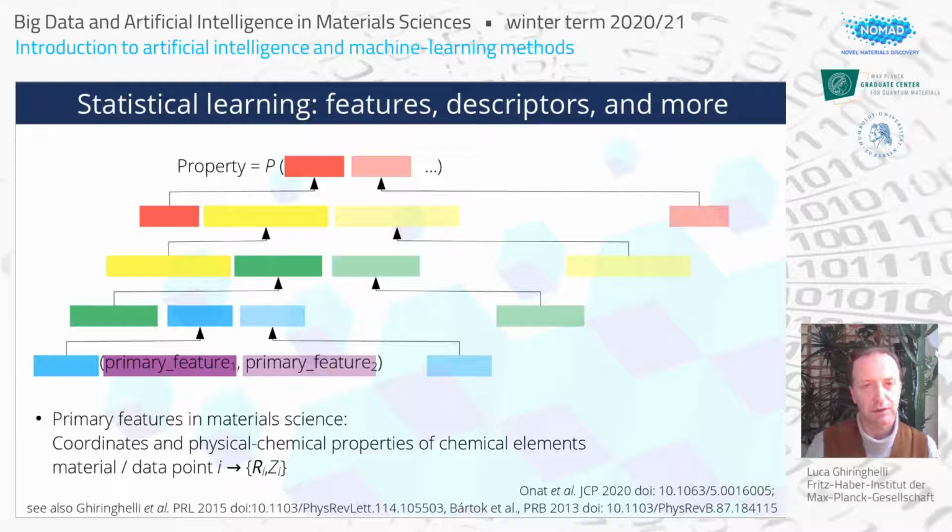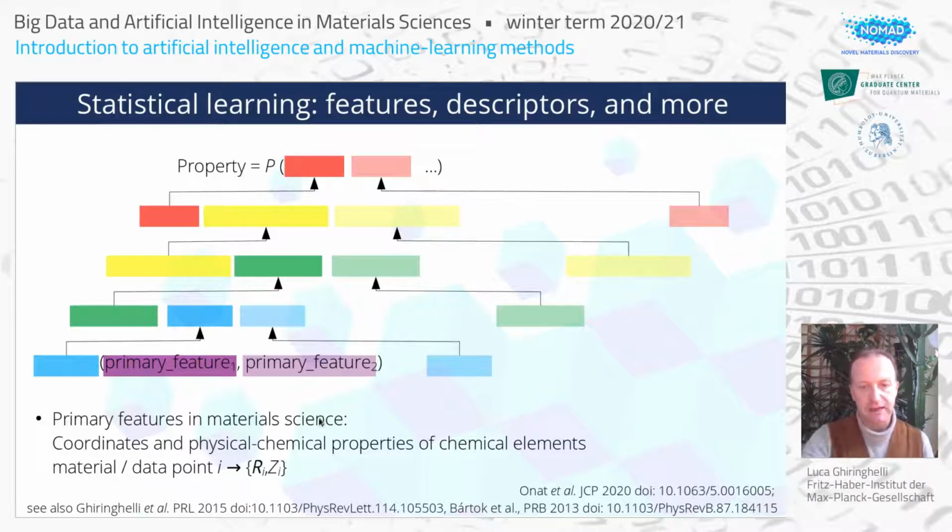this kind of Christmas tree that I will populate slowly, and the idea is that we are going to fit some property as a function of some constituents, and these constituents build a whole hierarchy that I will justify step by step. So at the bottom are the primary features. So we are talking about material science, and specifically to material science we typically start from the positions of atoms in some unit cell and physical chemical properties of the chemical elements themselves.